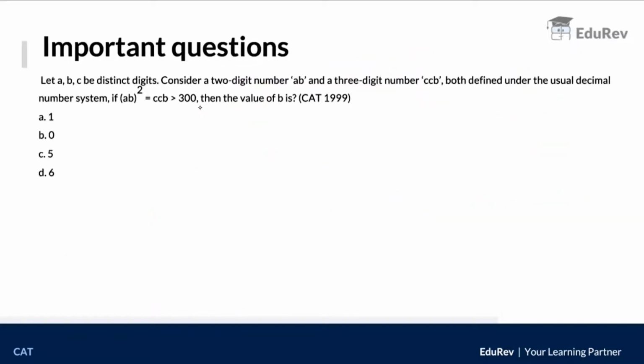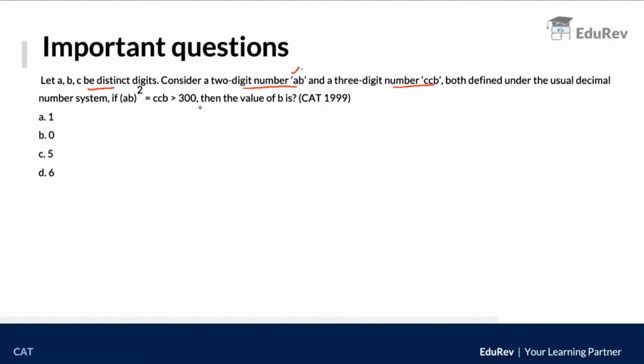Okay, this is also one of the CAT questions. Now what does it say? Let A, B, C be distinct digits. Consider a 2-digit number AB and a 3-digit number CCB. So you have a 2-digit number AB and a 3-digit number CCB.